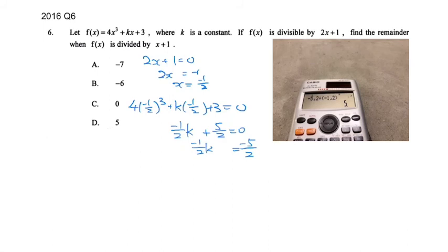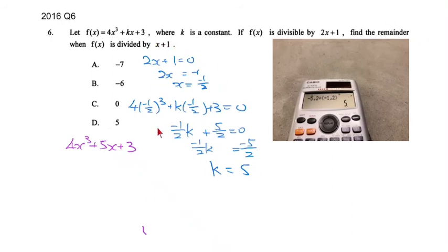This is just the value of k yet. We did not find what we need in the question. So let's write the whole equation in a better way first. It was 4x cubed plus 5x plus 3. This is our function. But what we have to find is actually when f(x) is divided by x plus 1, what will be the remainder?